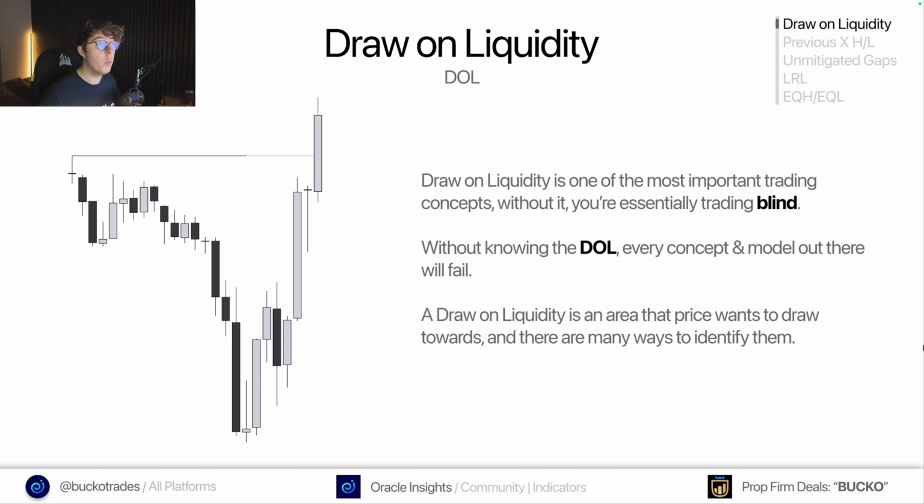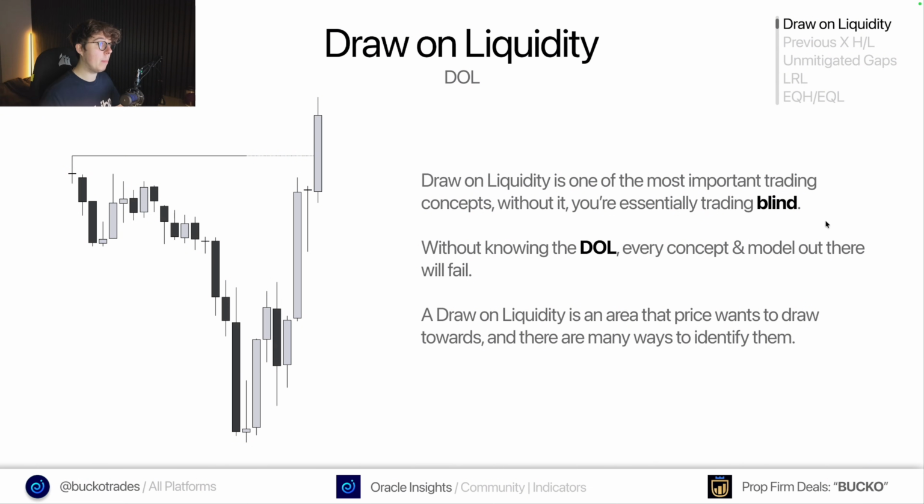Inside of today's video, we're going to be covering one of the most key concepts within trading in general, not just quarterly theory, but in general, and that is draw on liquidity or DOL, okay? Essentially, the draw on liquidity is one of the most important trading concepts. Without it, you are essentially trading blind. Without knowing the DOL, every concept and model out there will fail. A draw on liquidity is an area the price wants to draw towards, and there are many ways to identify them, okay? So there's a quick little brief overview.